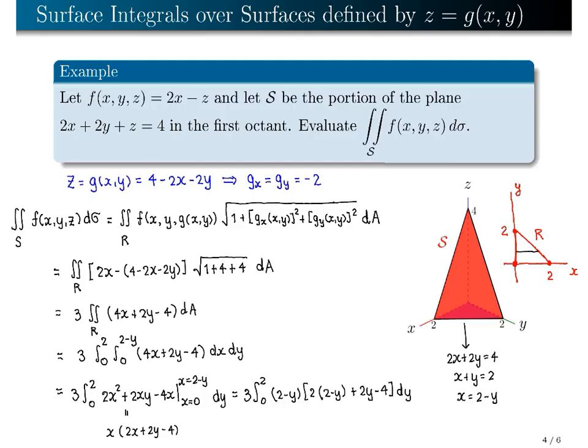However, if we multiply out 2 here, we obtain 4 minus 2y. And we see that 2y and minus 2y, as well as 4 and minus 4, cancel. And so, we are left with 3 times the integral from 0 to 2 of 0 dy, which means that the value of the surface integral is 0.